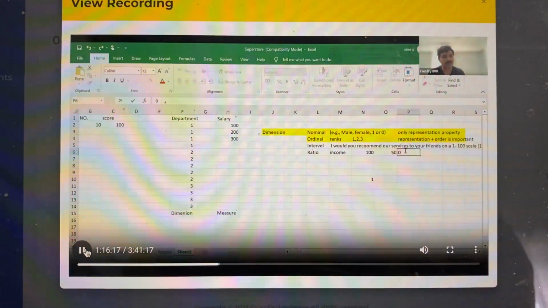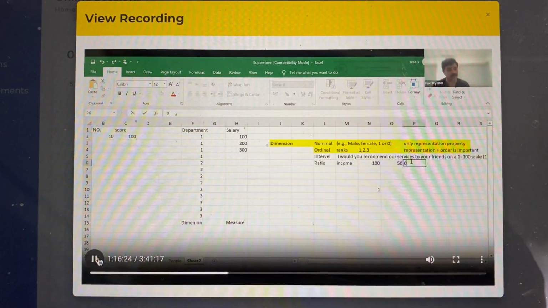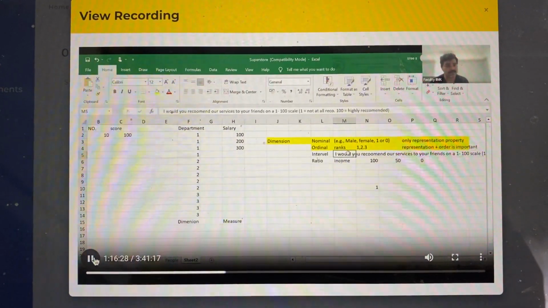Does it mean 0 income? Yes, 0 means 0, an absolute number. I have 2,000 income, a real number. But this recommendation score is not a real number, right? It's more of an interval.